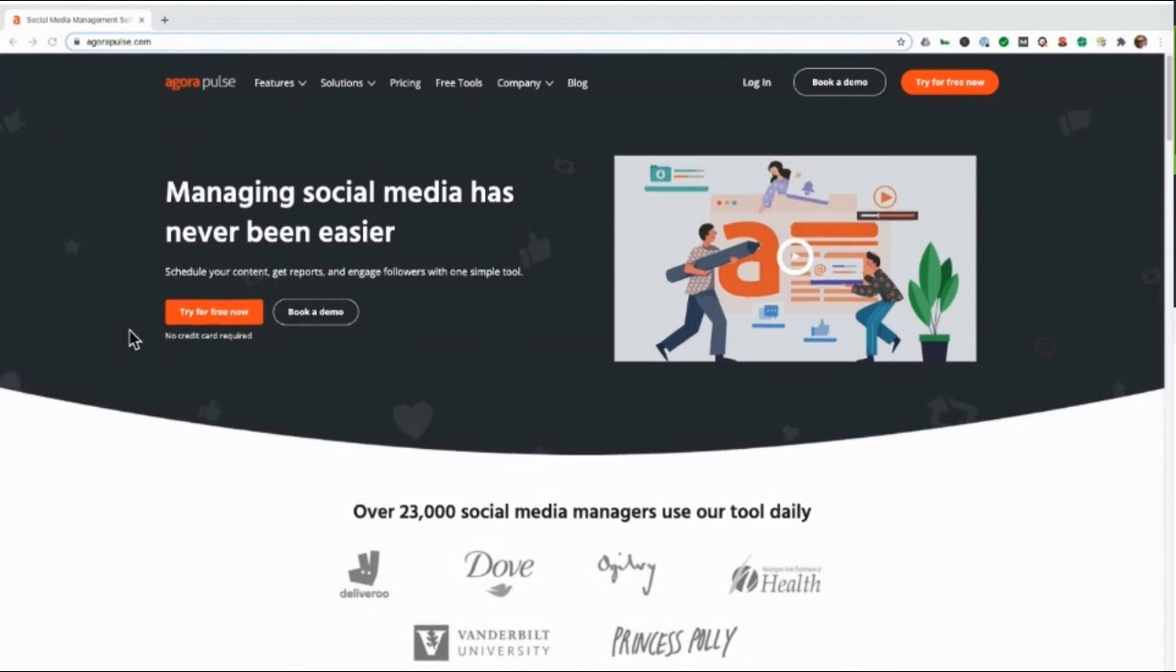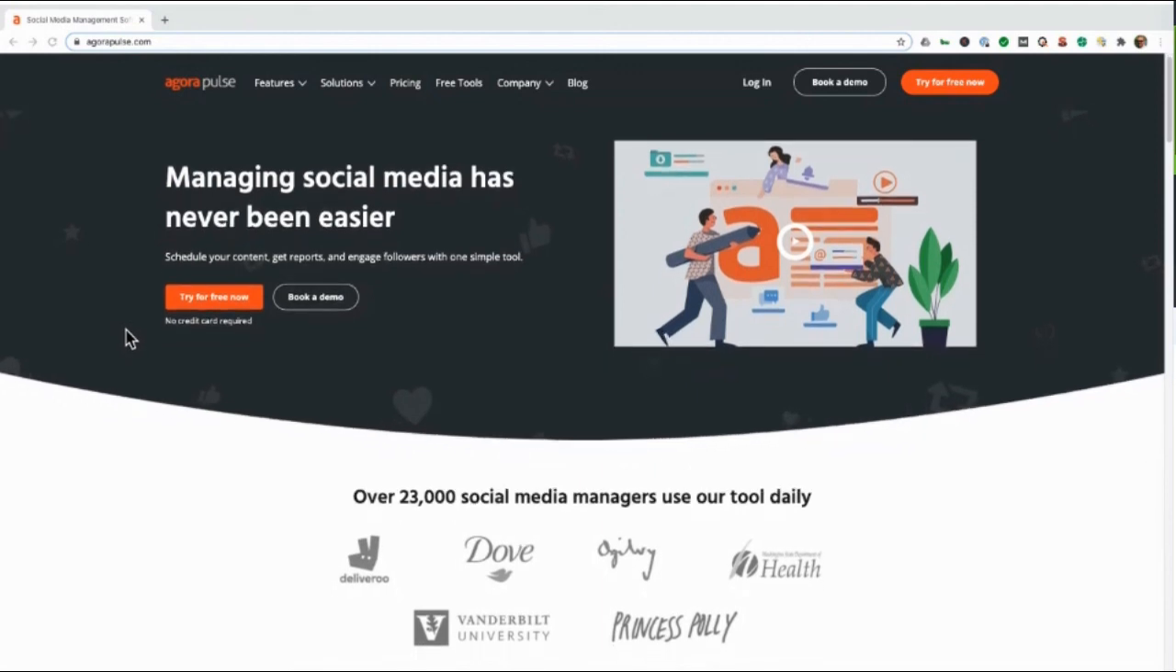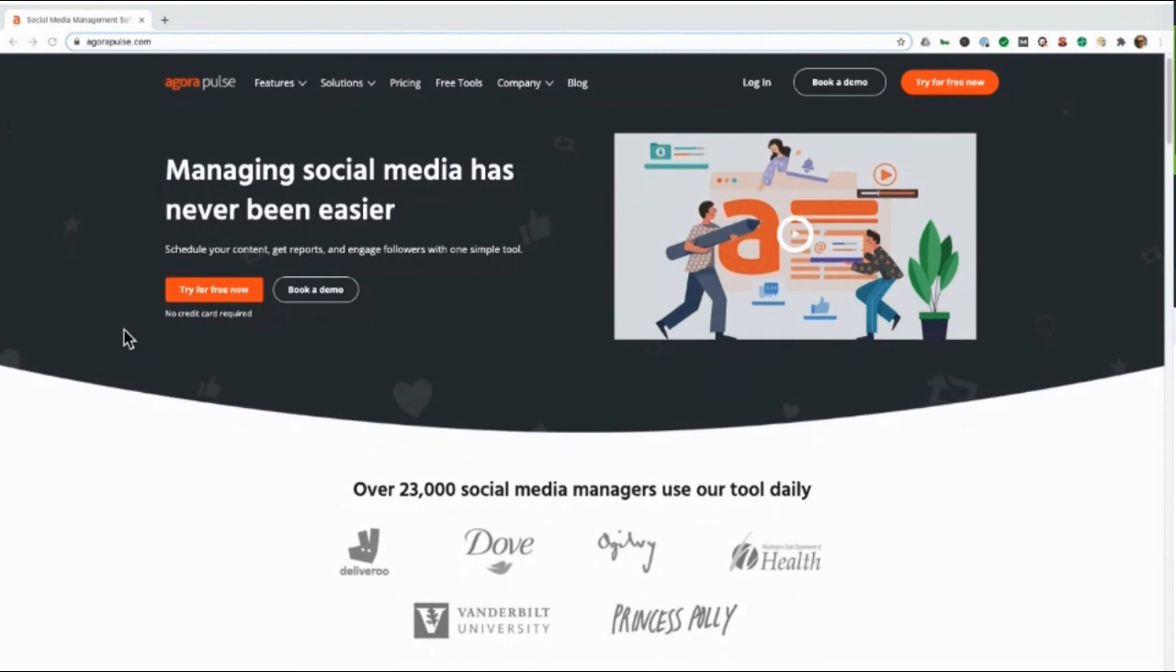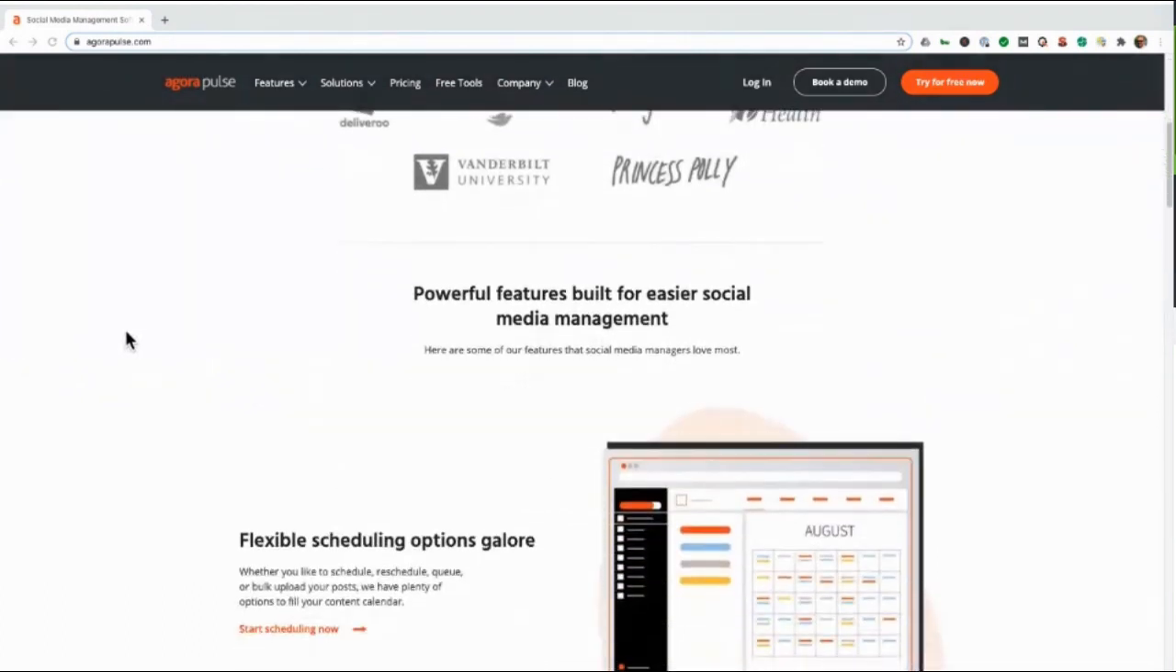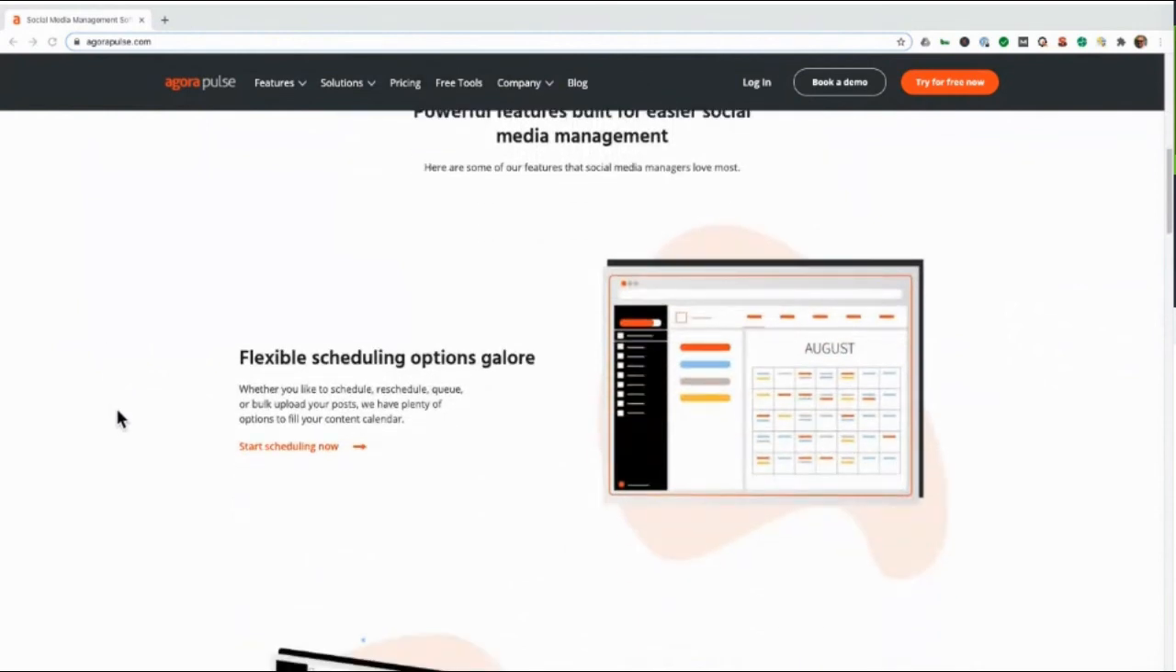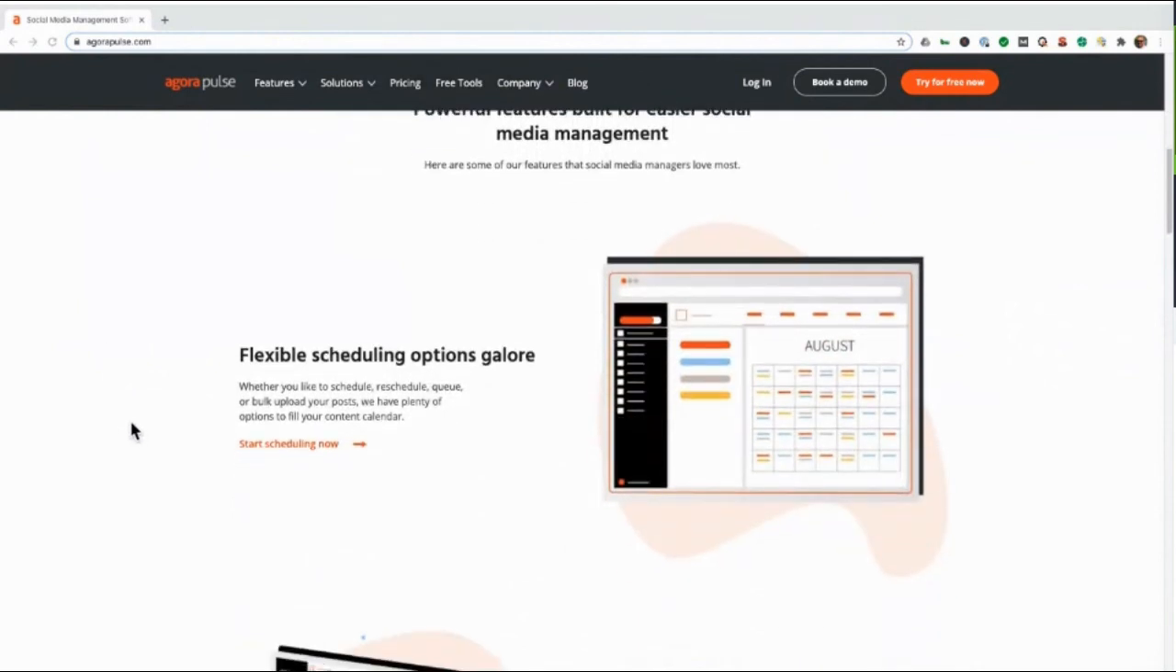Excellent. Okay, so this is just a quick one, and I'm just showing you this so you can get it, and then you can understand it. If you want to take it further, I'm happy to talk with you about it. But this is the tool we use, Agorapulse. It's got some interesting features, and it's got scheduling options, and another time we can do a demo of this if you want.